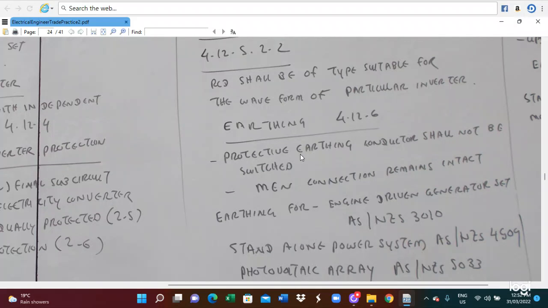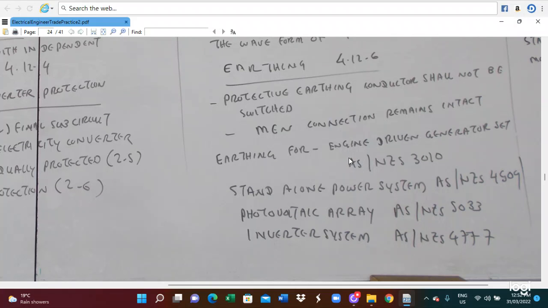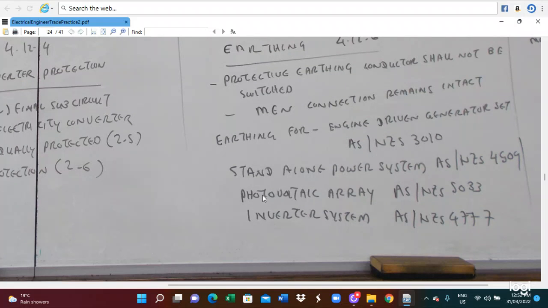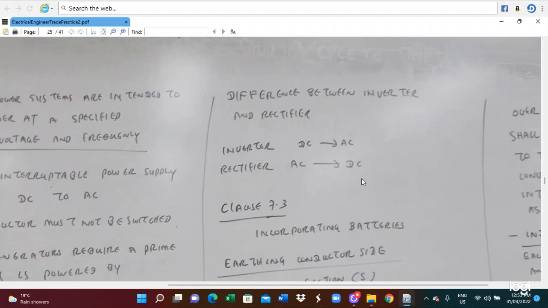We also need to provide the earthing system for the standby generator, so we must follow clause 4.12.6. The protective earthing conductor shall not be switched, and the earth connection remains intact. Earthing for the engine-driven generator set must follow the AS/NZS 3010 standard. For standalone power systems, we must follow AS/NZS 4509. For photovoltaic arrays, we must follow AS/NZS 5033. Inverter systems must follow AS/NZS 4777. Those are the appropriate regulations and standards related to the standby generator system.